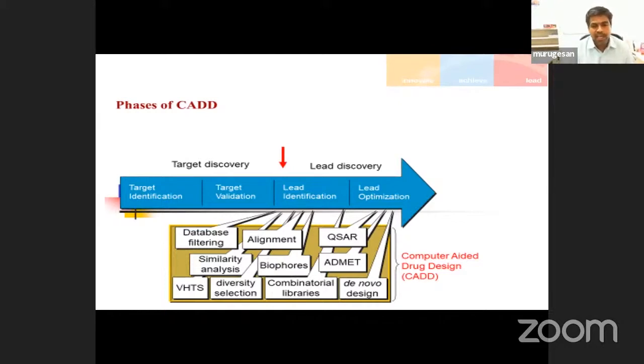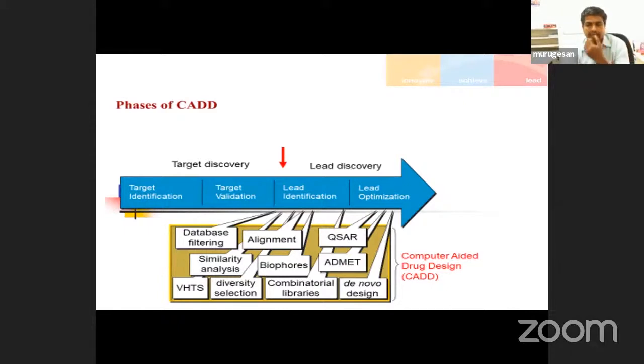So that is hit identification, then lead identification followed by lead optimization. As far as target discovery is concerned, that is for target identification as well as target validation. So there are not many computational tools used. Real experimental techniques are basically used, like X-ray crystallographic studies or NMR studies, or recently some kind of de novo design or homology modeling are involved in target identification and validation.